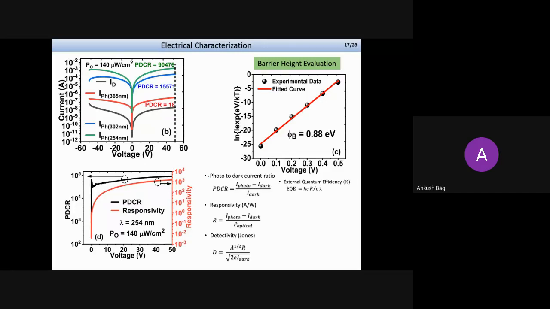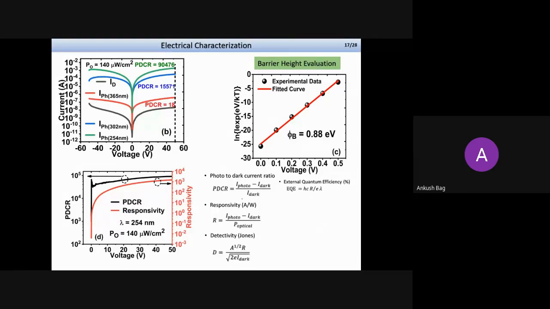And similarly, roughly, if we go to the market and look for some photodetector, we need to mention all these parameters. What is the photo to dark current ratio? What is the responsivity? What is the detectivity? And what is the external quantum efficiency? So using these parameters, we need to justify the performance of our device. How good or how bad our device is, we can justify using all these performance parameters.